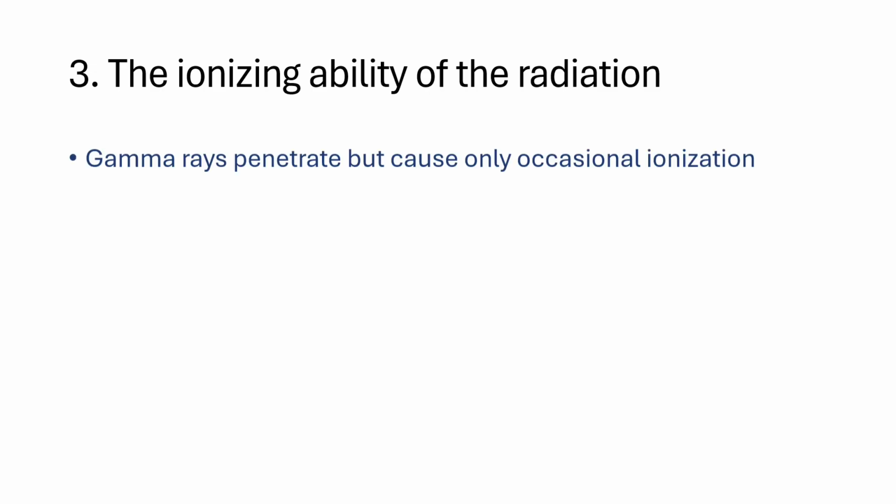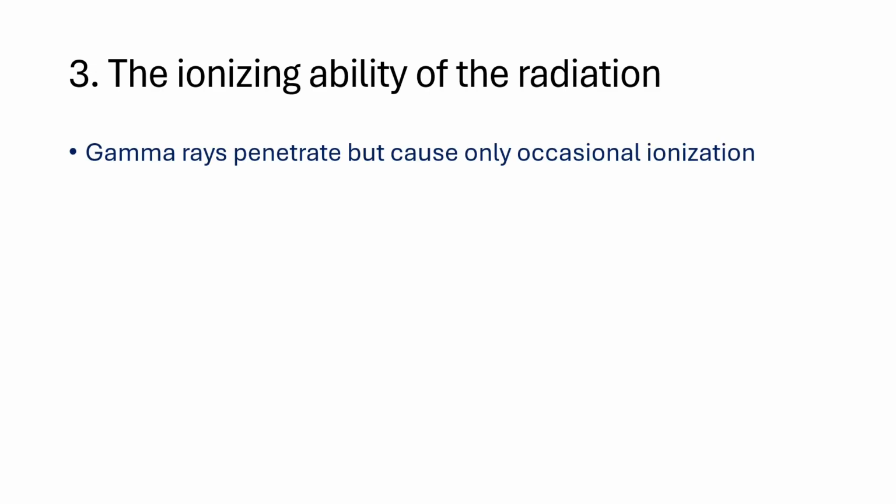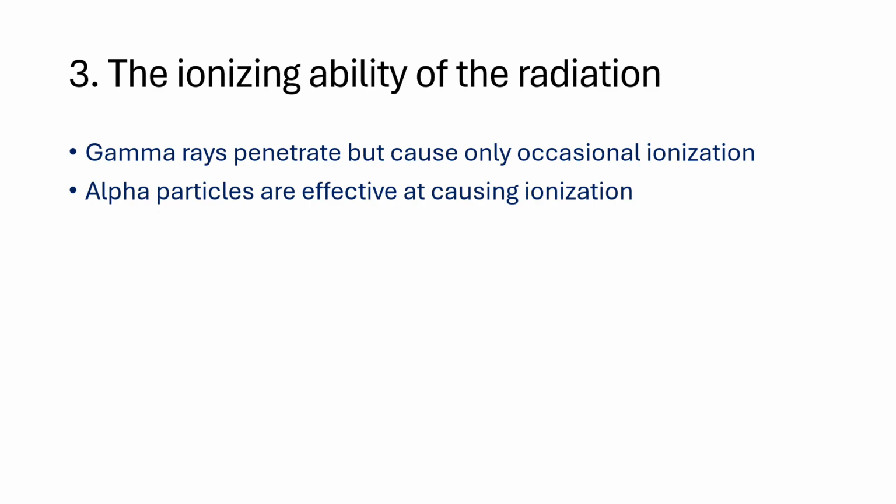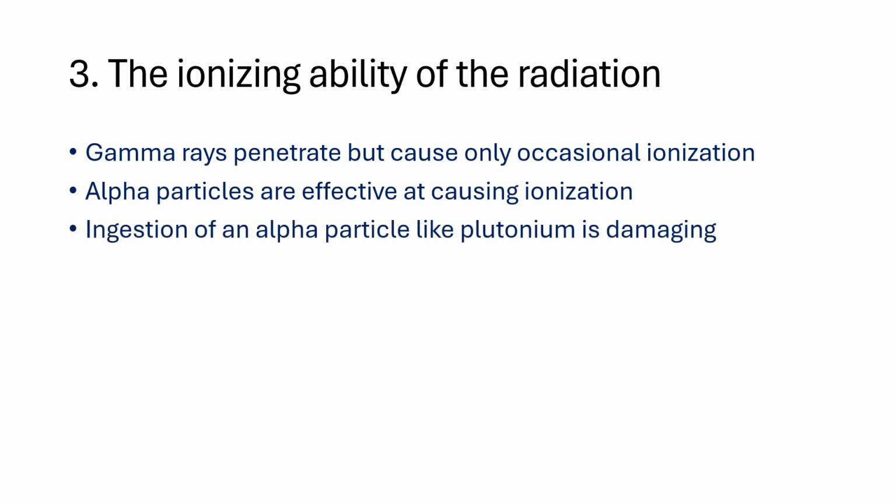You also have the ionizing ability of the radiation. Gamma rays can penetrate, but they only cause occasional ionization. Alpha particles are effective at causing ionization, so if you ingest something like plutonium, it's very damaging.